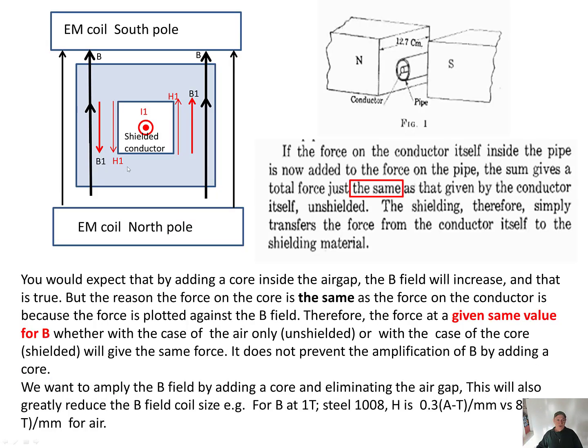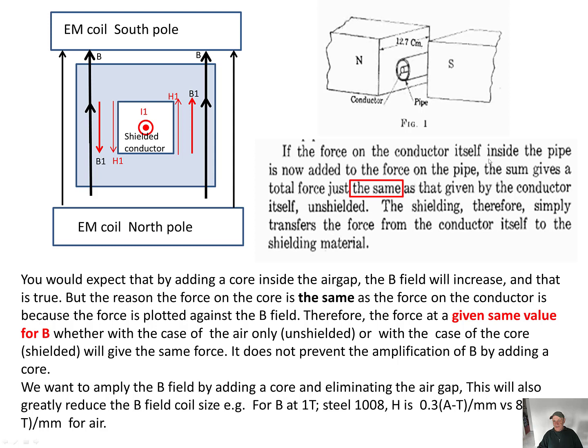So we'll look, there's an electromagnetic coil, the south pole here, electromagnetic coil on the north pole here. So we have a current carrying conductor coming out of the page. It produces H1 coming downwards, and the B1 produced by the current carrying conductor, and the B1 upwards here produced by an external B field on both in the same direction.